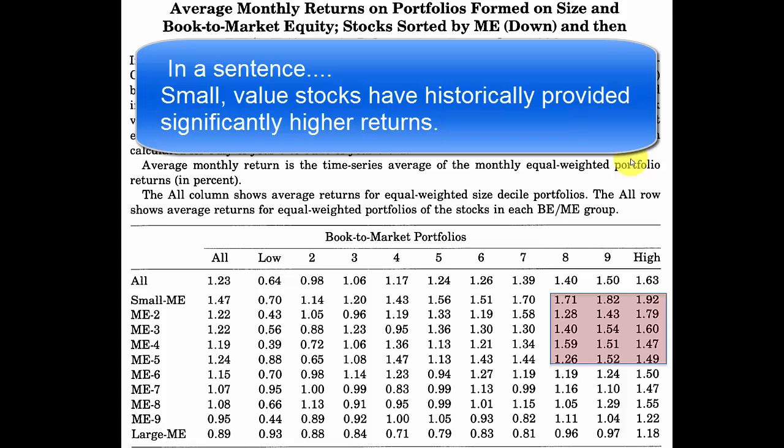Hope this helps you understand how the theory associated with asset pricing has evolved from CAPM to moving to these three-factor models.